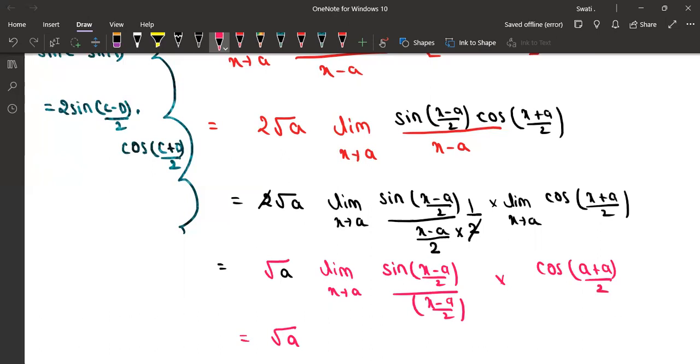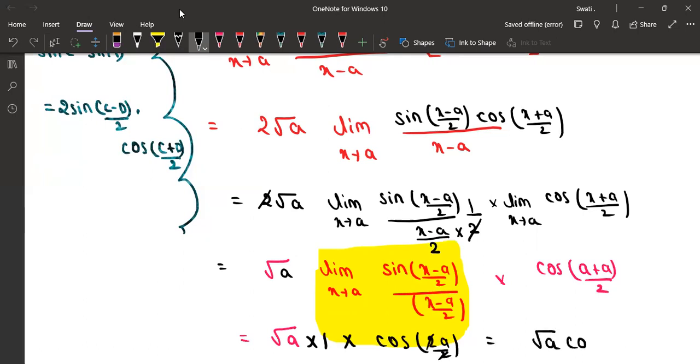Now for this part, we know that limit x tends to 0 of sine x upon x is 1. Using that formula, this part will also become 1 only. So it is root a times 1 and times cos of a plus a is 2a, so 2a by 2. This 2 and 2 get cancelled. So what we get is root a cos a, and that's the answer.